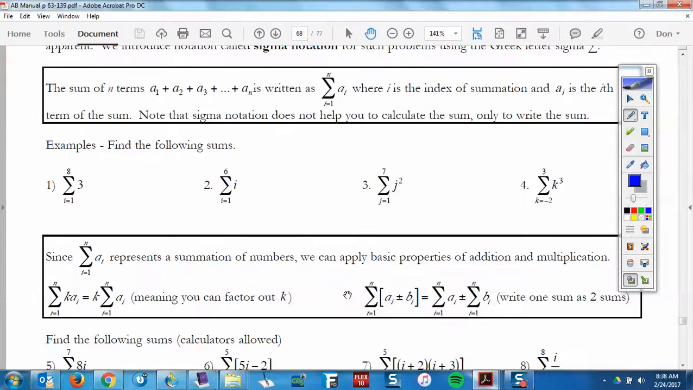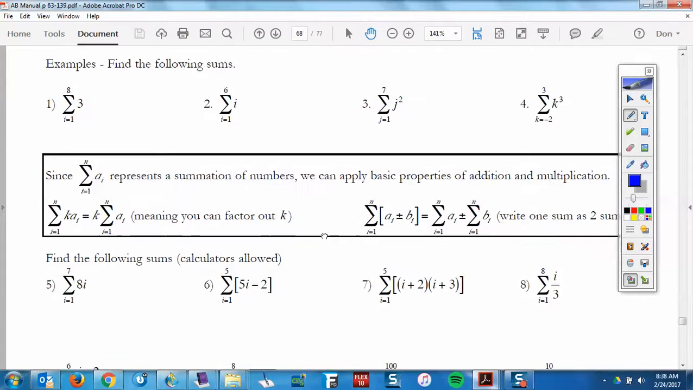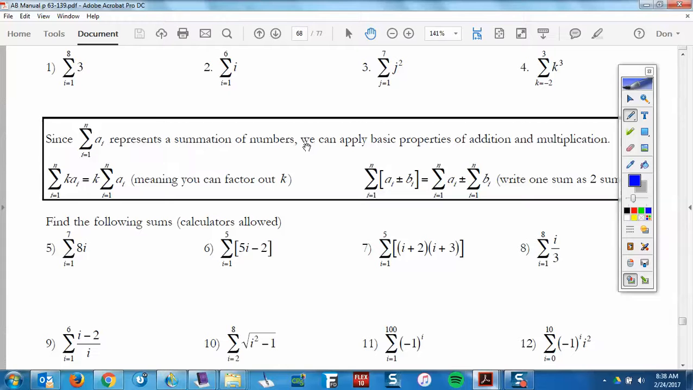Now, we're actually going to want to do sigmas in reverse. There's a couple rules of sigmas that are important. These are going to look really familiar. If you have a constant inside of a sigma, multiplied by some stuff, you can pull that constant out in front.